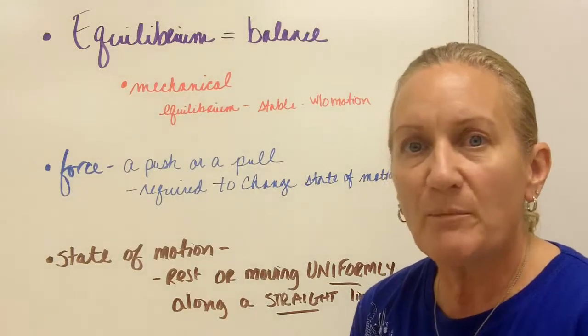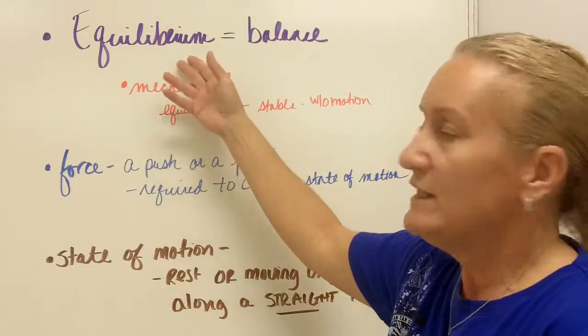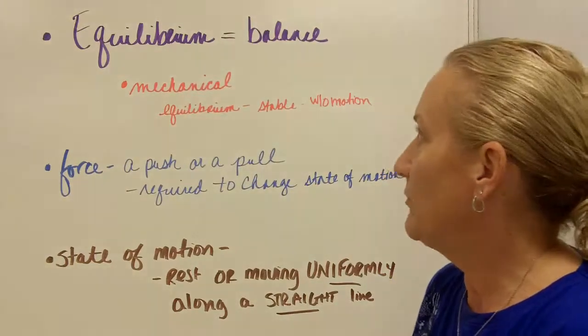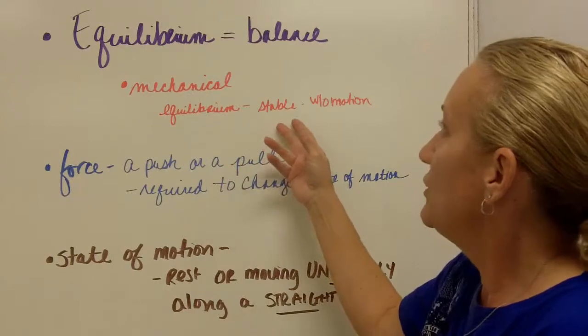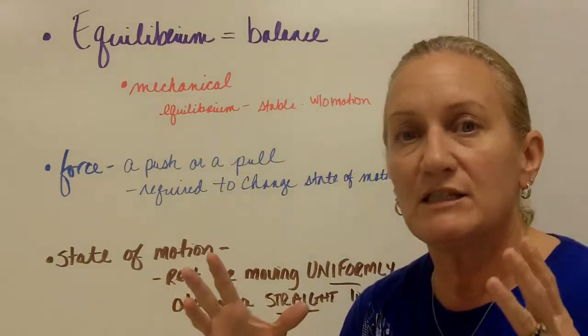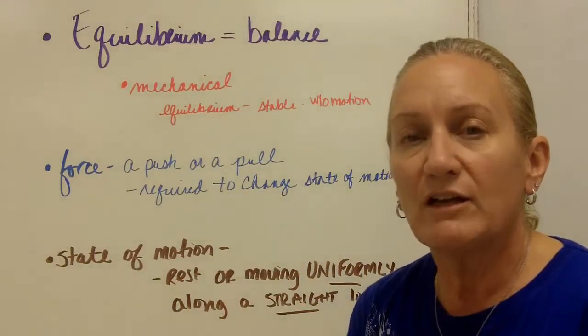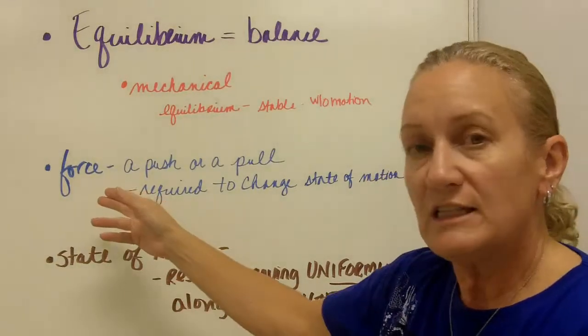But today we're going to talk about balance in physics terms. In physics terms, when we have balance, we call it equilibrium. And we're going to focus specifically on mechanical equilibrium, which is when something is stable, when something isn't moving. It's usually called mechanical equilibrium. Let's step back a little bit.